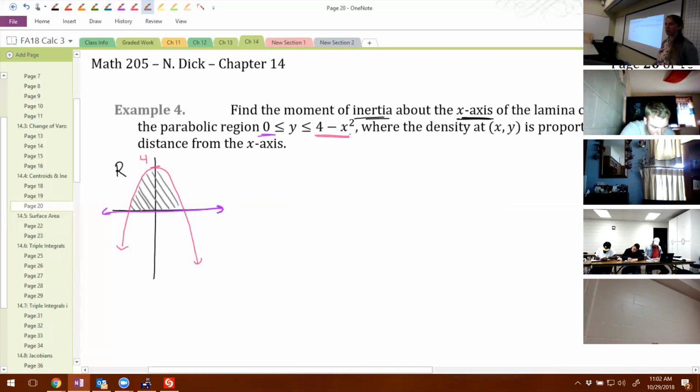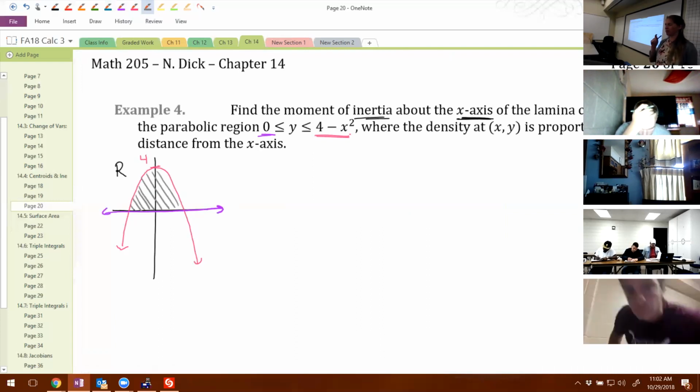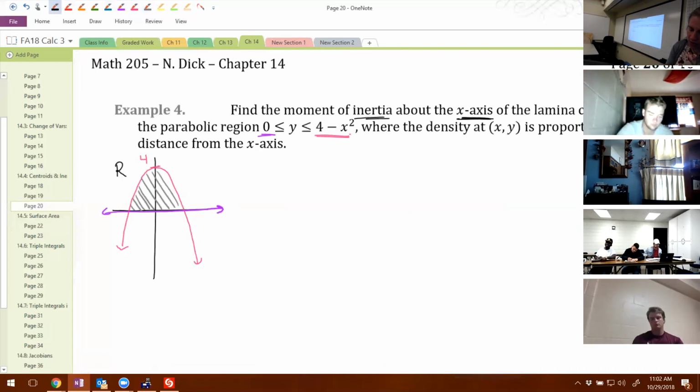Should we keep it rectangular or switch to polar? Yeah, unless it's a circle, I wouldn't even try to worry about switching. There are very, very few cases where, if it's not a circle, it's easier to switch. So don't worry about this. I won't expect you to come up with that.